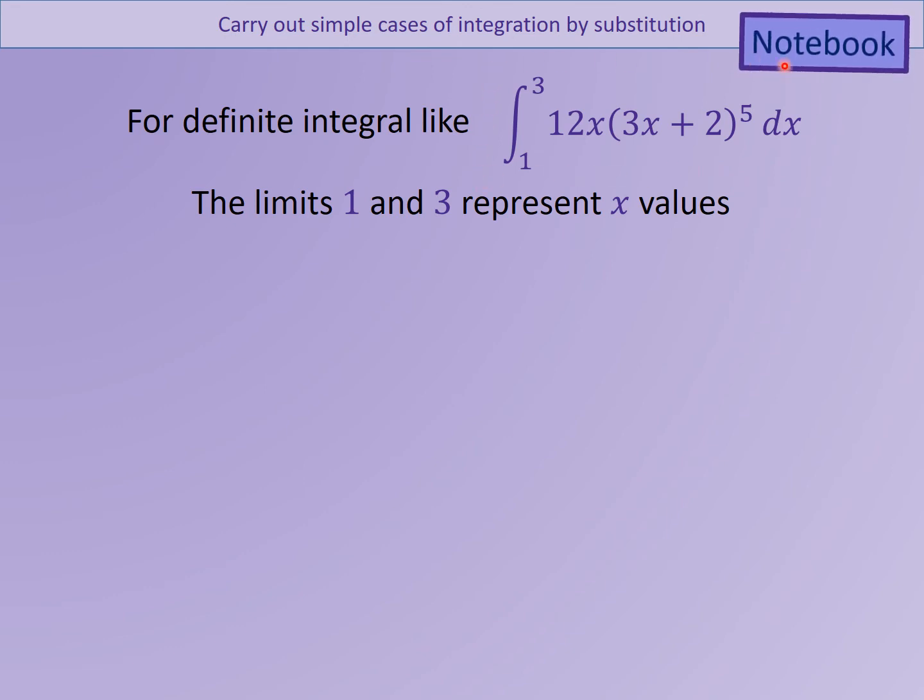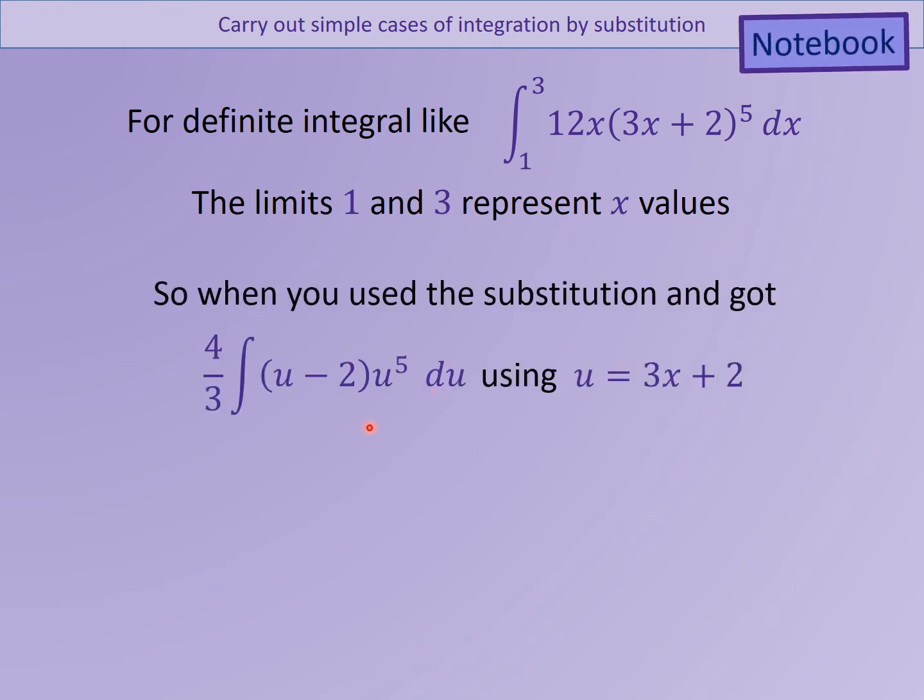In this integral just here, the 1 and the 3 represent x values because everything is in terms of x values. Whereas when you actually went through and started to solve the integral and you had to use a substitution, for example, u equals 3x plus 2, notice I've missed the limits out on purpose because it's very easy just to make the mistake of putting in 1 and 3 again. Now 1 and 3 represent the x values, the x limits.